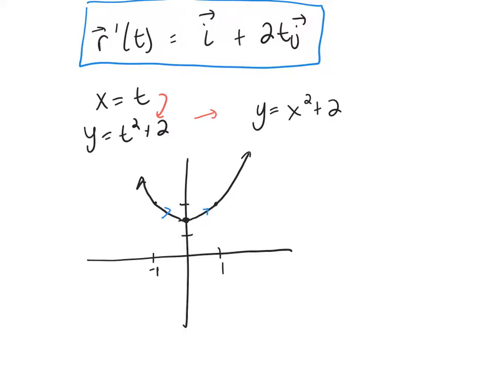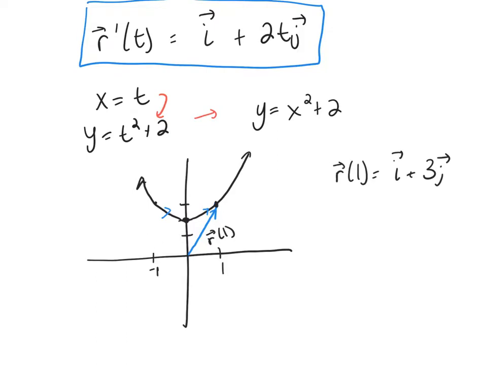And if I plug 1 into my function r, you're going to get i plus 3j. So if you draw r from the origin, it's going to point to my point on the graph here. Here's my vector r of 1. Because this equation r represents this curve, I know that the terminal point of this vector was at the point (1, 3).